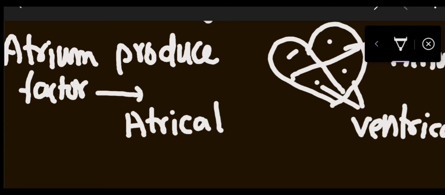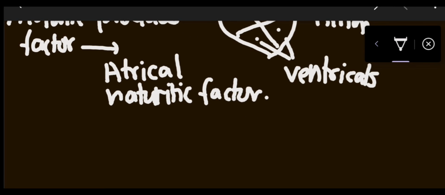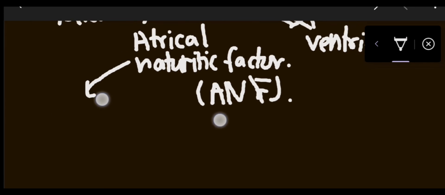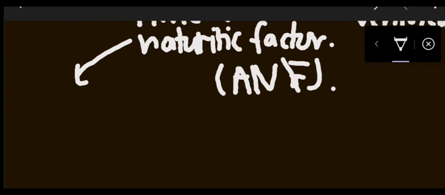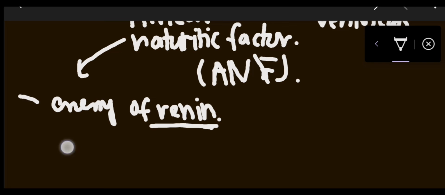Atrial natriuretic factor, which is also known as ANF. When this atrial natriuretic factor is produced, its main function is basically to be the enemy of renin. As we know, renin increases the blood pressure, and this is the enemy of renin, so it will decrease the blood pressure.